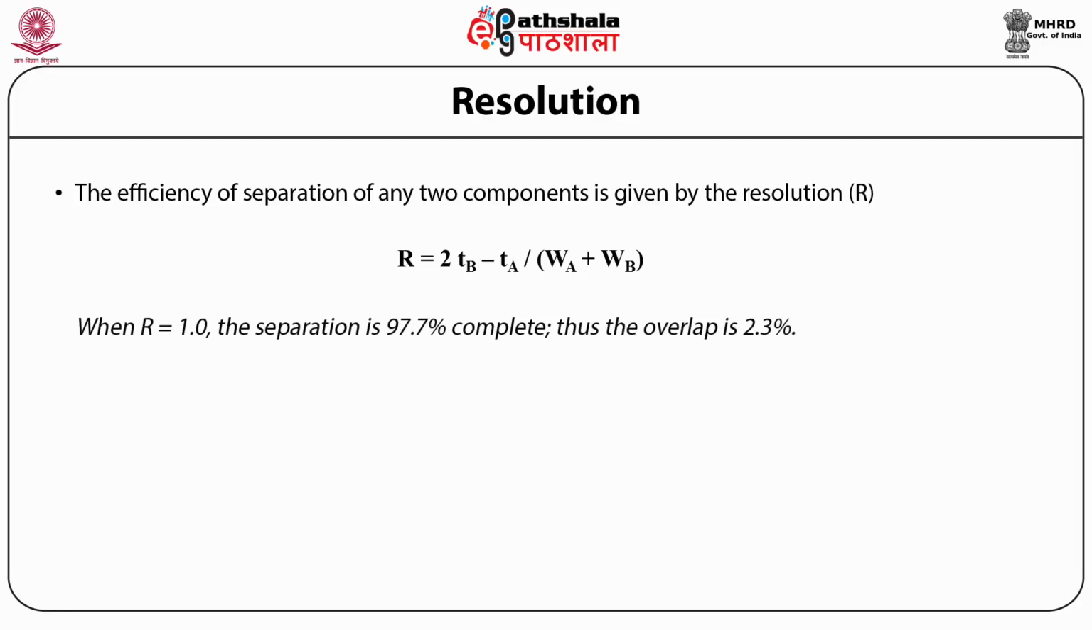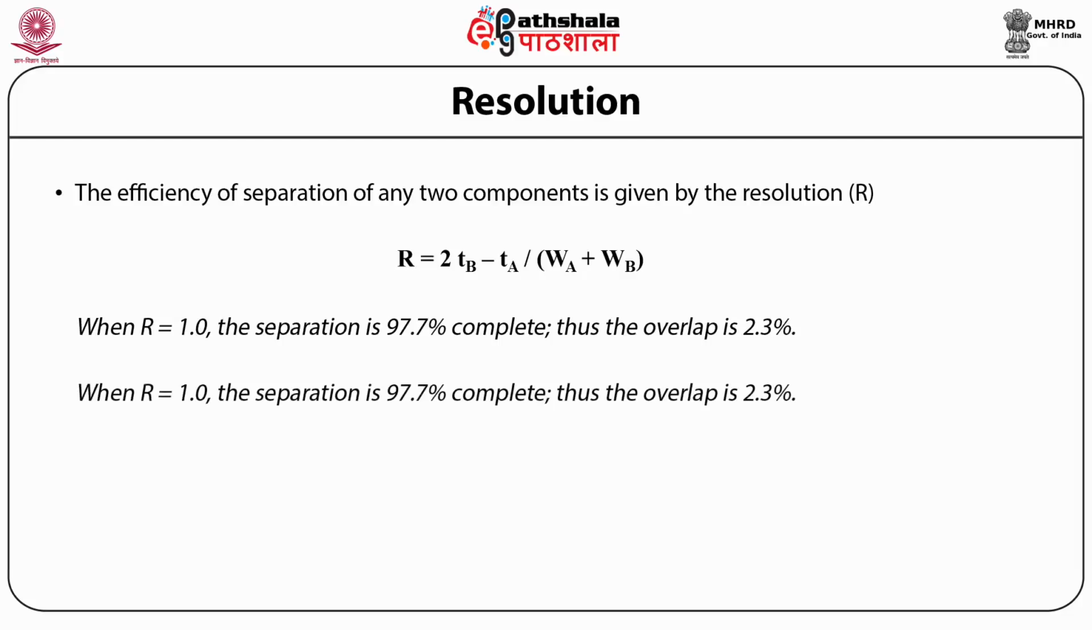If the value of R is equal to 1, the separation is said to be 97.7% complete. Thus, the overlap of the peaks is only 2.3%. Whereas, if the value of R is about 1.5, the overlap is reduced to 0.2%. Unresolved peaks are also called fused peaks.